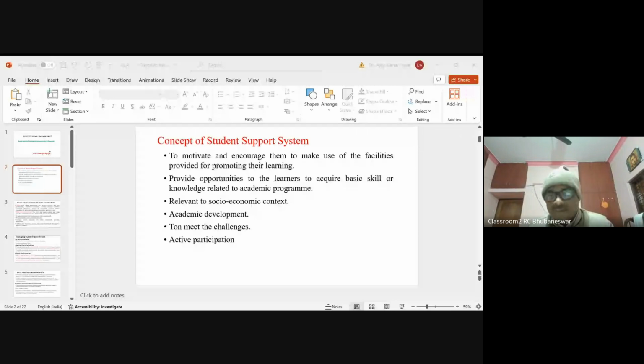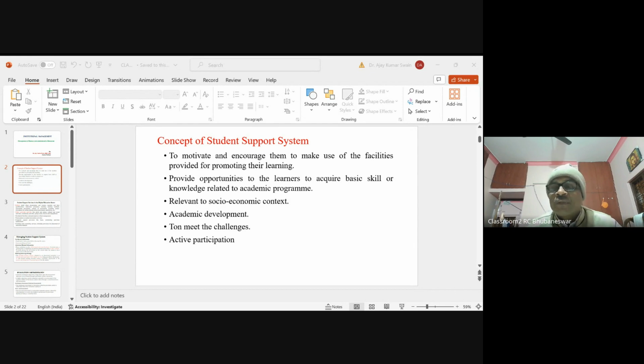Another is academic development. It organizes supply of materials, organizes counseling classes, workshops, or any other seminars. Just 2 or 3 days before, Director Sir told me he's interested to organize a national seminar, which will facilitate you to participate, to share your views, opinions in different relevant topics as per the seminar theme and sub-themes, so that it will help you to become a good professional in your future. To meet the challenges, what are the difficulties, what are the issues and problems you are facing, through student support system you have to solve it. It is another point.